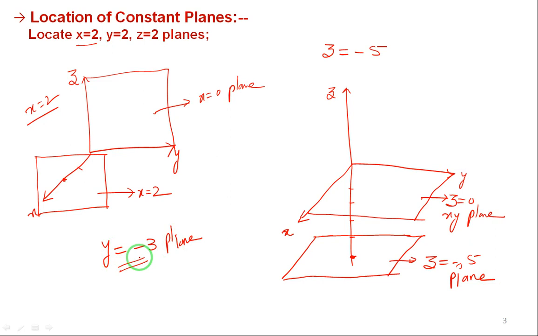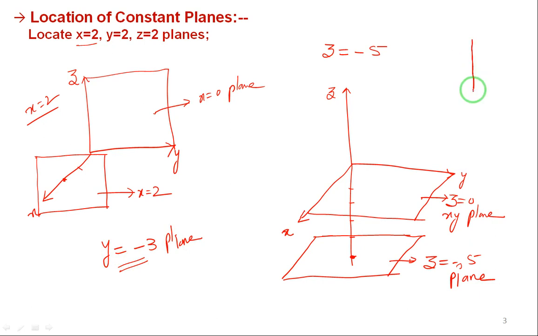Hello, sir. Hello. Hello. Sir, I have made it, sir. You have made it? Okay. I hope others have also done it. Just verify. I will draw it. Y equal to minus 3. Please verify.